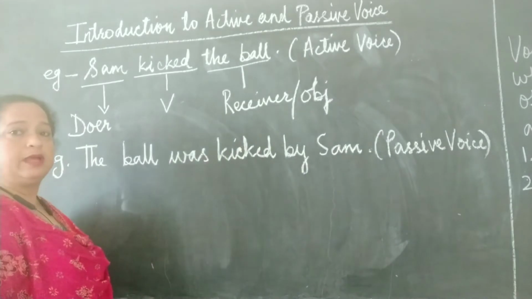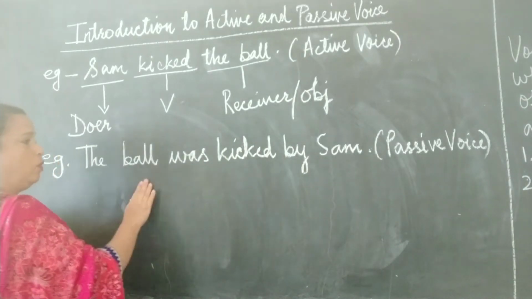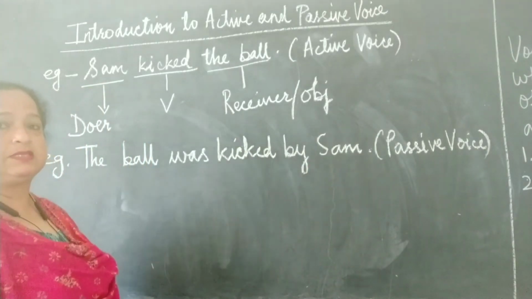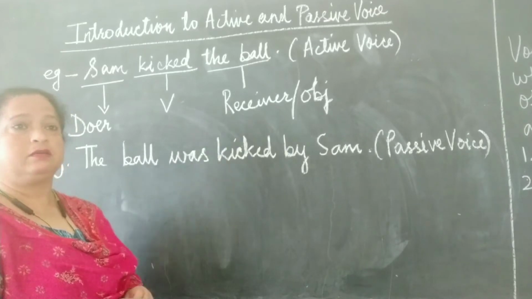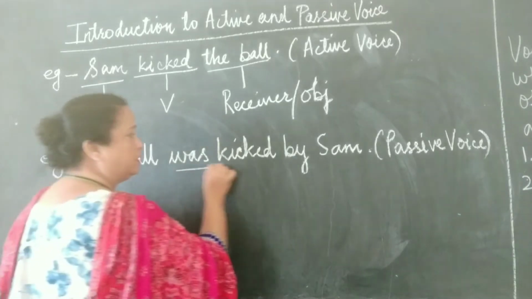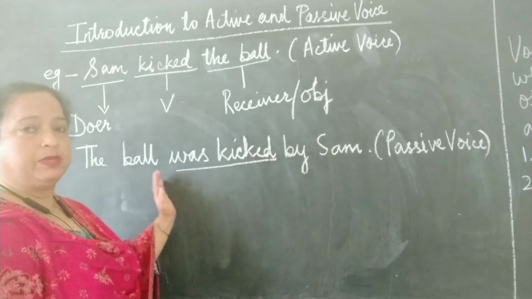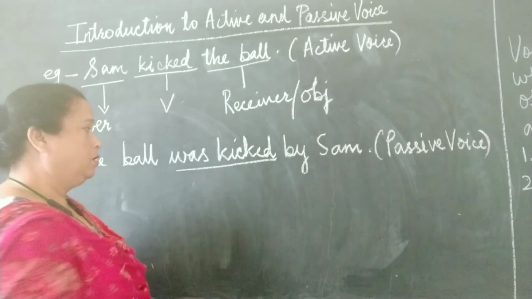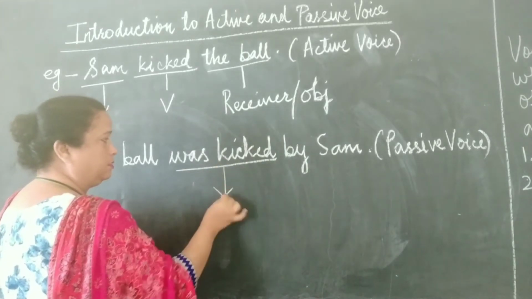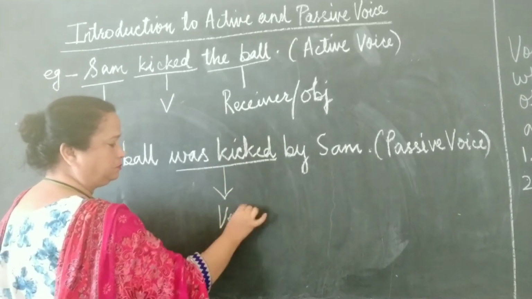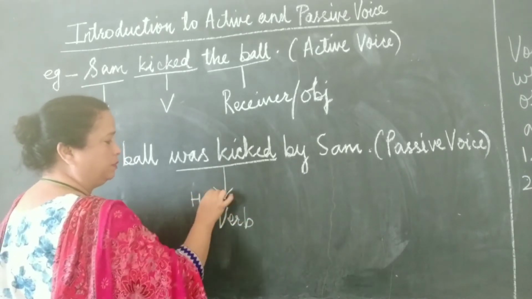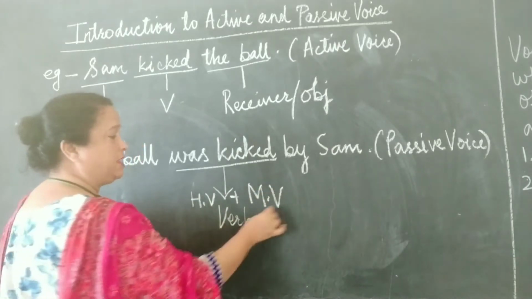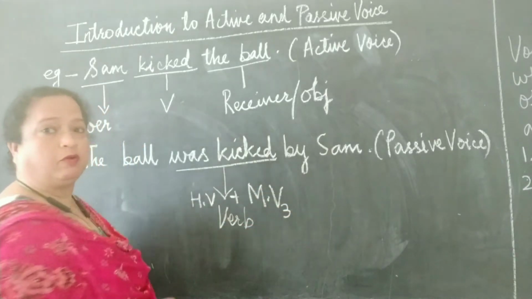So now let us look at the next sentence. The ball was kicked by Sam. So once again in this sentence we need to look at the verb. But if you have a look at the verb, we have two words attached to it. One is the helping verb and the other is the main verb. So was kicked is the verb. That means helping verb plus main verb. Now children, this main verb is changed into the V3 form.